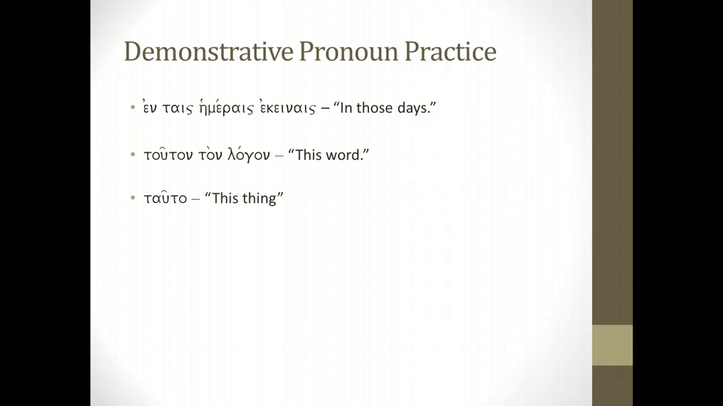Sometimes the demonstrative, like the adjective, will appear on its own. And here in this case, we've got tauta, which is the neuter nominative singular, and it means this thing. Or in the plural nominative, it means these things. Here's another example. Houtoi hoi angeloi. It means these angels, in the plural.